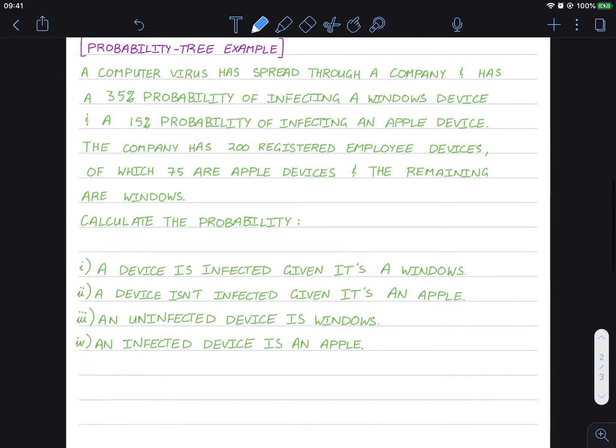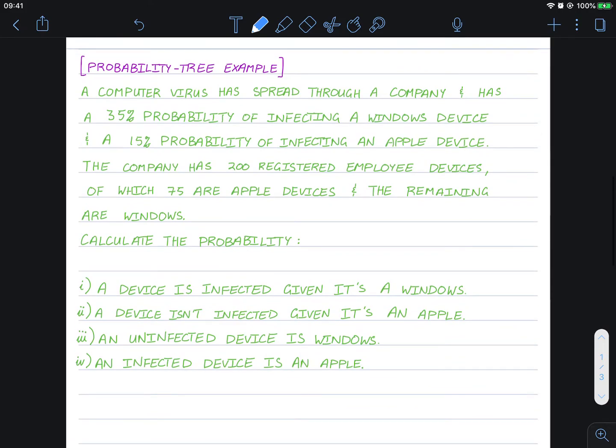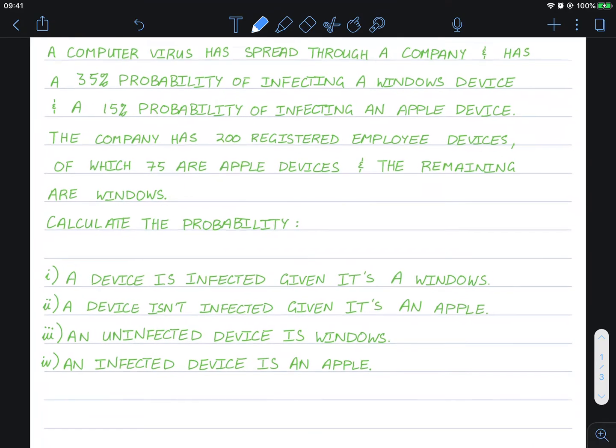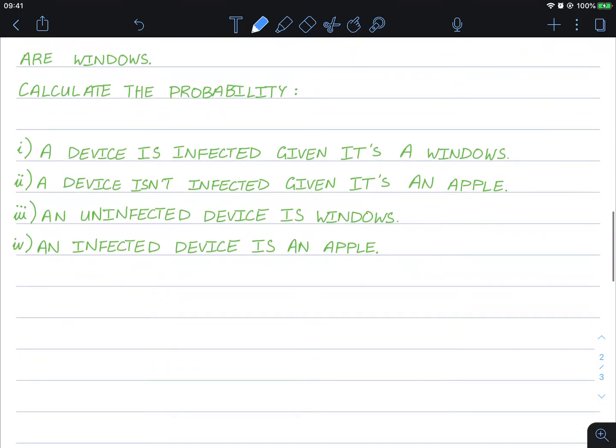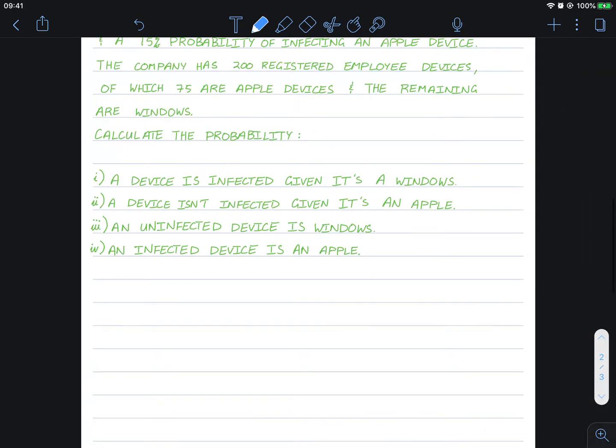So here we go. A computer virus has spread through a company and has a 35% probability of infecting a Windows device and a 15% probability of infecting an Apple device. The company has 200 registered employee devices, of which 75 are Apple devices, and the remaining are Windows. Let's calculate these four conditional probabilities.